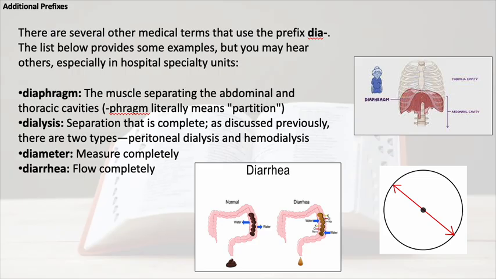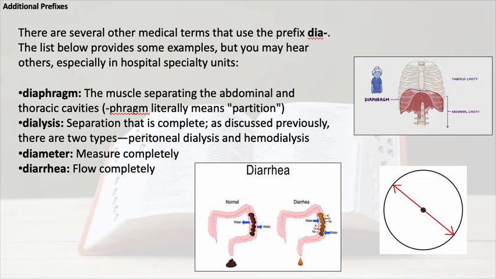Diameter is to measure completely, the full diameter of a circle, say. Diarrhea actually means, if we directly translate that, flow completely. So diarrhea literally means flowing through, describing, again, rapid movement of stool through the intestines. So there are various uses of the prefix dia, but it usually signals movement through something, separation through a barrier, understanding gained through investigation.